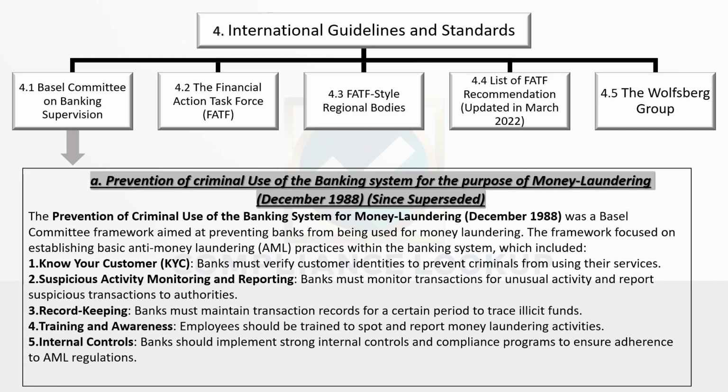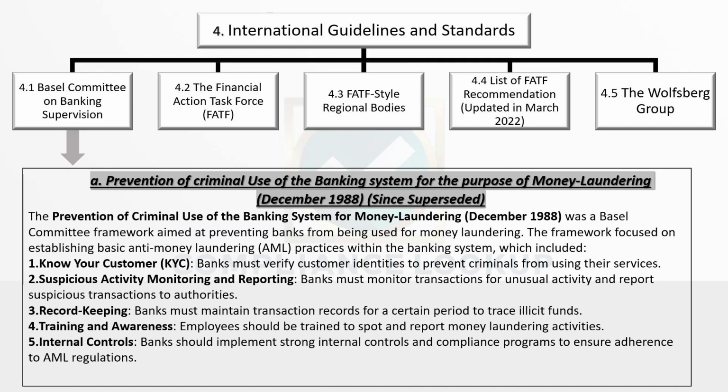The Basel 1988 guidelines were initially aimed at: 1. Preventing banks from being used to launder the proceeds of crime, especially from activities such as drug trafficking, corruption, and fraud. 2. Establishing anti money laundering (AML) standards within the banking sector to enhance the integrity of global finance. 3. Encouraging banks to establish due diligence procedures to monitor transactions and prevent criminal activity. While these guidelines were foundational in the fight against money laundering, they were relatively basic and lacked the comprehensive approach seen in later frameworks such as the FATF 40 recommendations and Basel's subsequent guidelines.